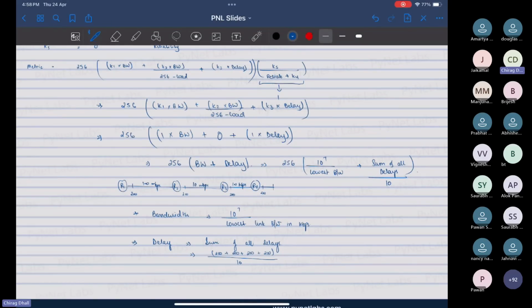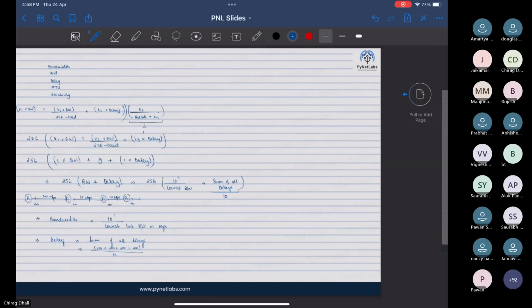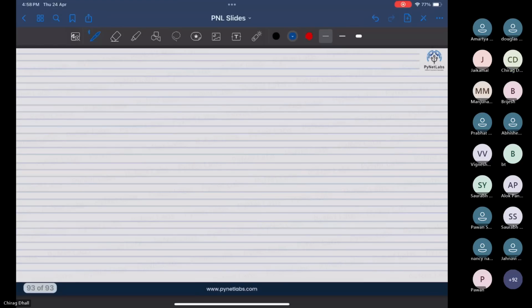All right, I hope everyone must have revised this by now. Let's continue and understand the DUAL algorithm. The DUAL algorithm is something which is used by EIGRP to find out the best routes. DUAL stands for Diffusing Update Algorithm.